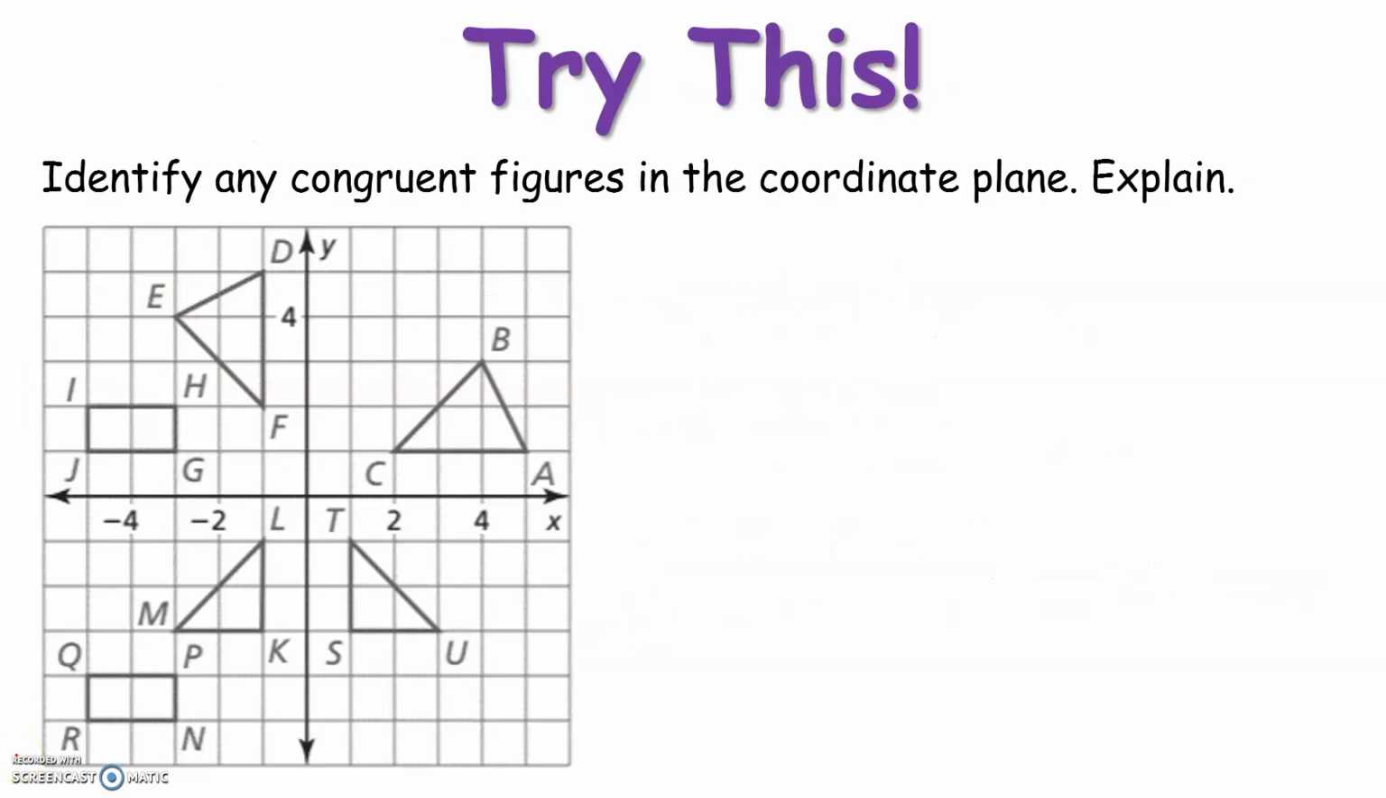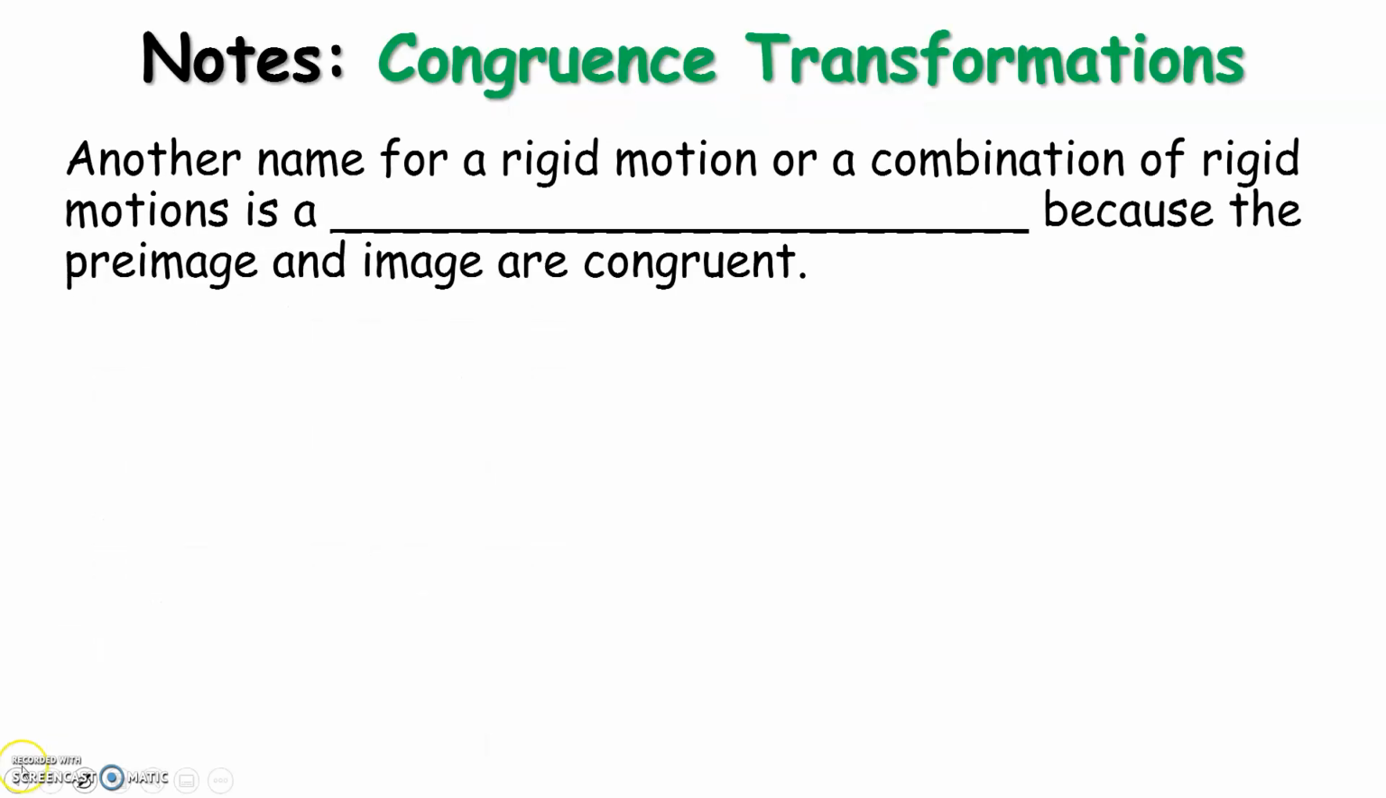All right, now it's your turn. Identify any congruent figures in the coordinate plane, and then explain. Compare your answers with the neighbor. Pause the video here to do this, and then continue. Another name for a rigid motion or a combination of rigid motions is congruence transformation, because the preimage and the image are congruent.